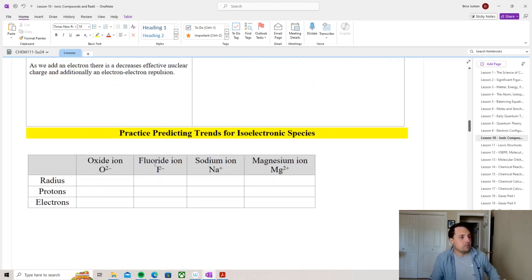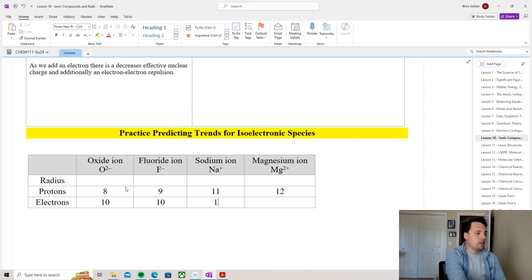Okay, so let's look at practicing these trends for some species that are isoelectronic, meaning they have the same number of electrons. All right, so oxygen has 8 electrons, but when we add 2 electrons, it will have 10 electrons. Fluorine with 9 protons and 1 additional electron has 10. Sodium, 11 protons. Magnesium, 12. Each of those have 10 electrons once we remove 1 and 2 electrons respectively.